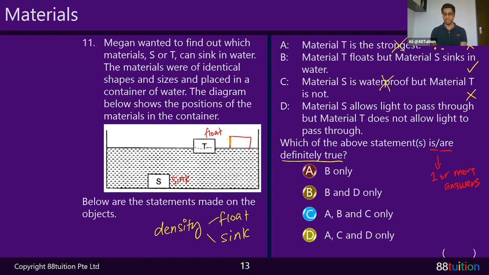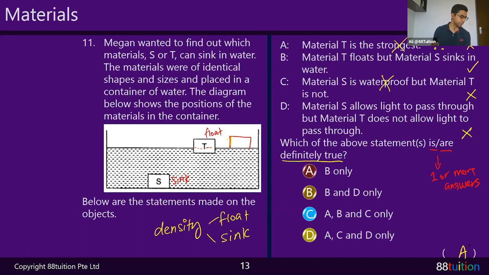Finally, D: material S allows light to pass through, but material T does not allow it to pass through. Can you see that from the diagram? No, you cannot. It could be a glass block. It could be a metal block. We don't know whether it can allow light, whether it can be transparent, I don't know. So therefore, which of the following is definitely true? Only B is true. So answer is A.